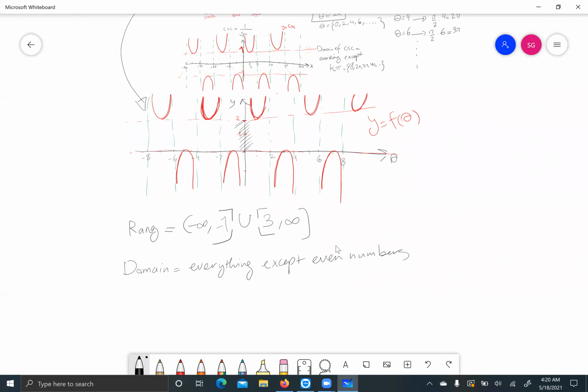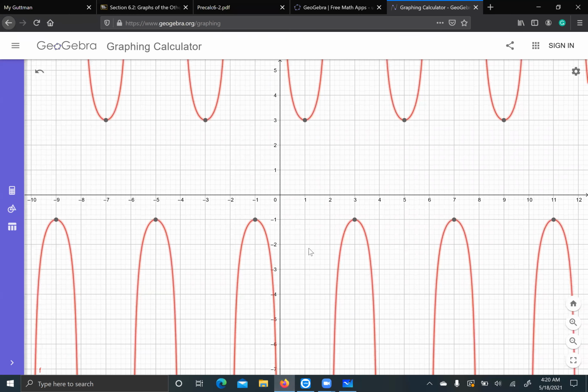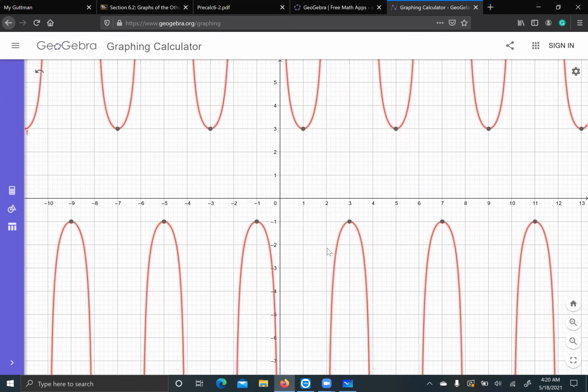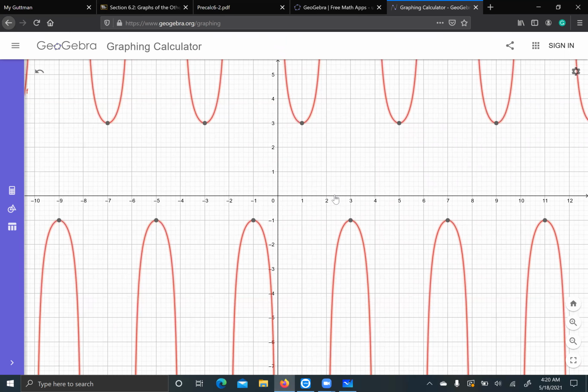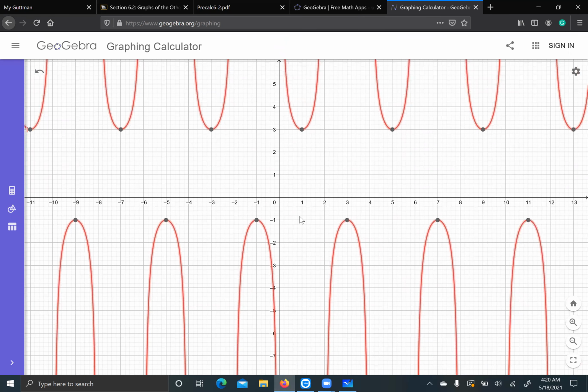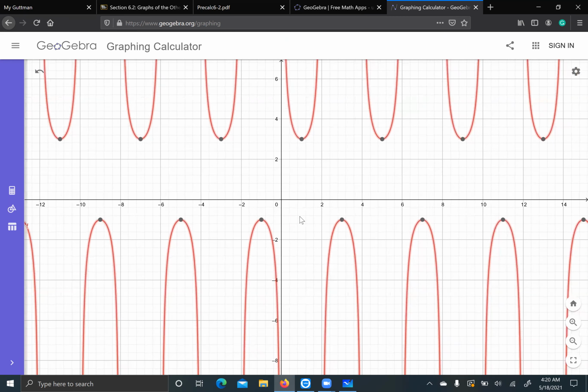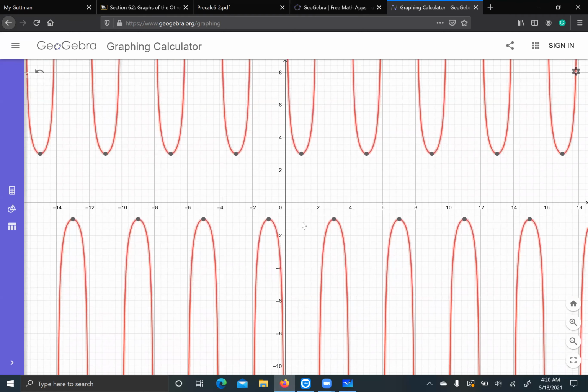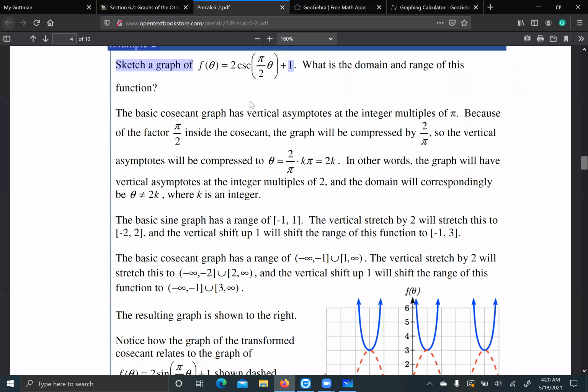Okay, but the domain is the same thing. So as you can see, domain is everything except those vertical asymptotes, and we have those vertical asymptotes at even numbers. And range is everything except the values between -1 and 3. And this is the graph of this function.